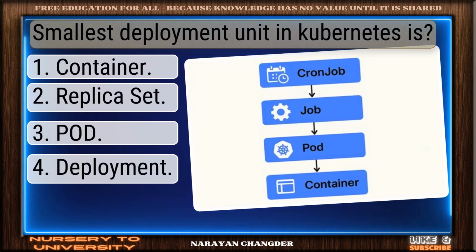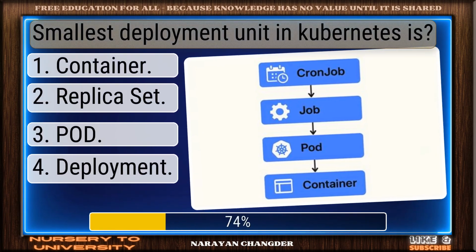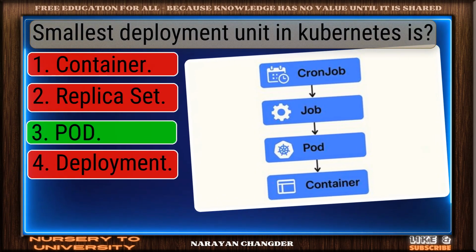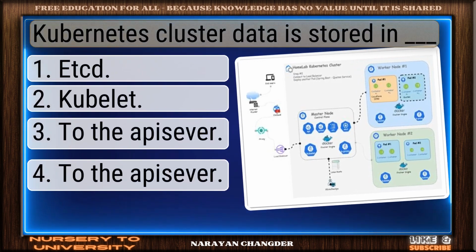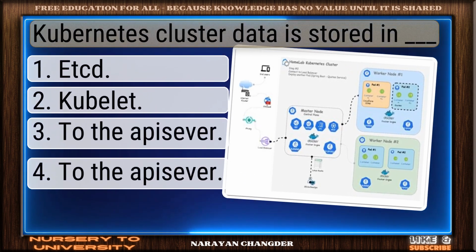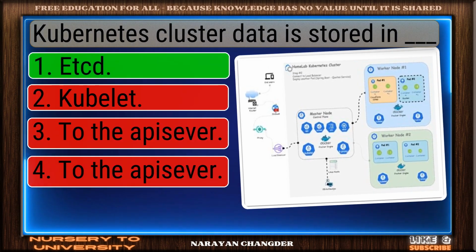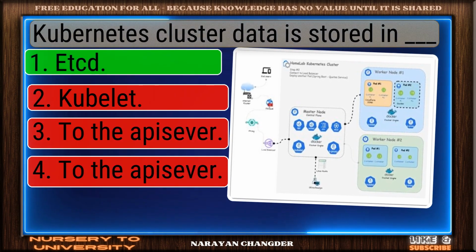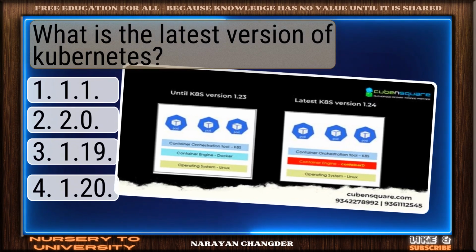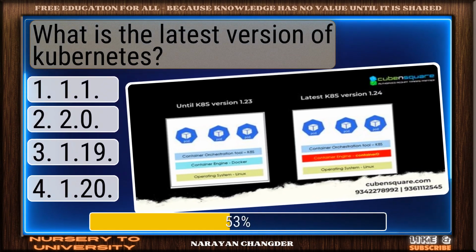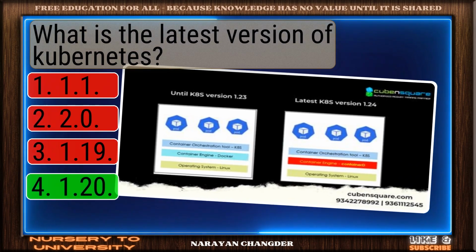Question number 57. Smallest deployment unit in Kubernetes is? Sharp thinking. Pod is the right choice. Question number 58. Kubernetes cluster data is stored in dash. Strong choice. etcd is the right answer. Question number 59. What is the latest version of Kubernetes? Well picked. 1.20 is the correct answer.